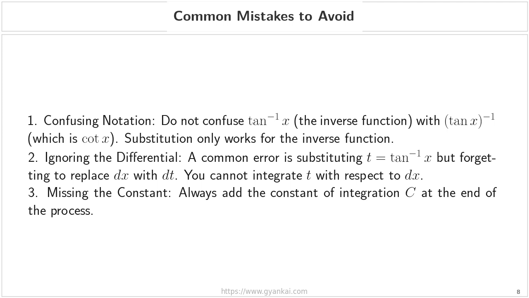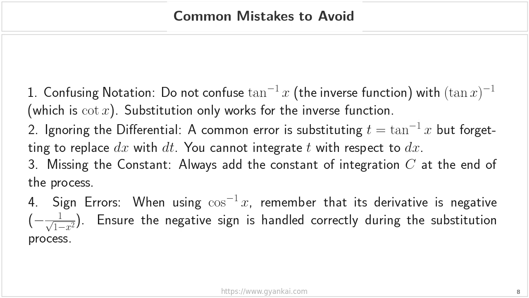3. Missing the constant. This is a classic integration mistake, not just limited to inverse trigonometric functions, but it's worth emphasizing. After you've performed the integration and simplified your expression, always remember to add the constant of integration, C. The derivative of a constant is 0, so it gets lost when we differentiate, but it's essential to include it when we're finding the indefinite integral.